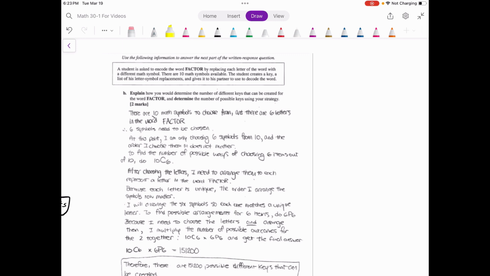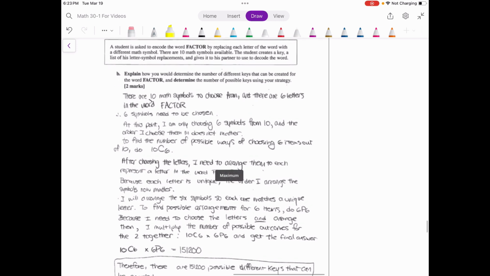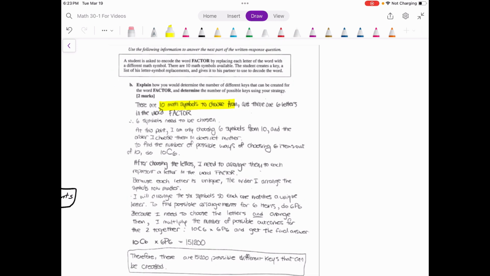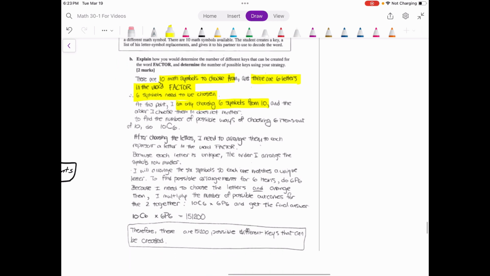And they're thinking, all right, first let's figure out how many ways we could decide on our symbols in the first place. Then we can worry about assigning them to each letter. That's where order will matter. But for first choosing them, there are 10 math symbols to choose from, 6 letters in the word factor. Therefore, we need to pick 6 symbols, right? Now, since at this point we're just choosing the 6 symbols from 10, the order doesn't really matter yet. We're just saying how many different ways could we decide which 6 symbols we're going to use, okay? And how many ways are there to choose 6 items out of 10?